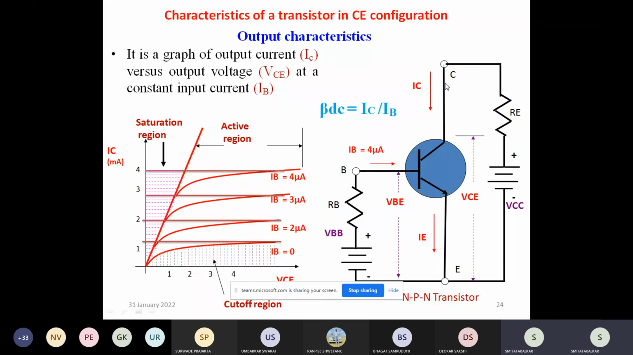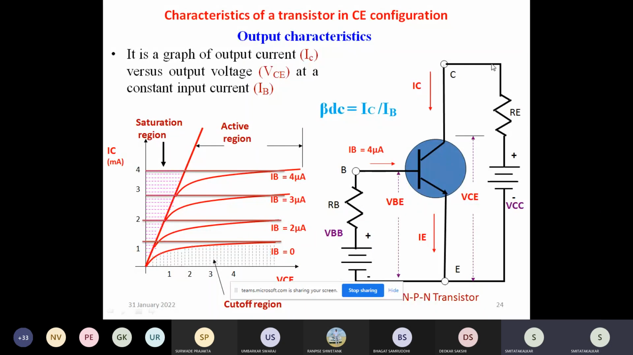The supply VCC is connected to the collector terminal and current flows through the collector terminal, because the emitter is ground, and VCE is the emitter-collector voltage. It gives the output voltage. If the input voltage increases in forward bias, the transistor is on. Then current flows through the base terminal.